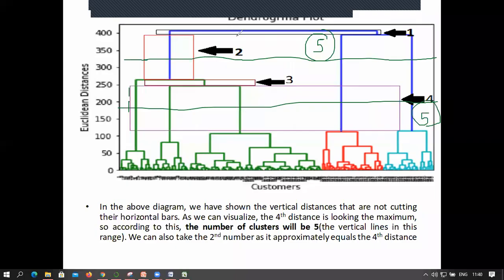So if these two rectangles are having almost the same distance, then it doesn't matter whether you are taking 2 or 5, 2 or 4. In both cases, you are getting 5 clusters. So that is the optimal number of clusters that you need to take. Is it clear? Yes, ma'am. Thank you. All others?